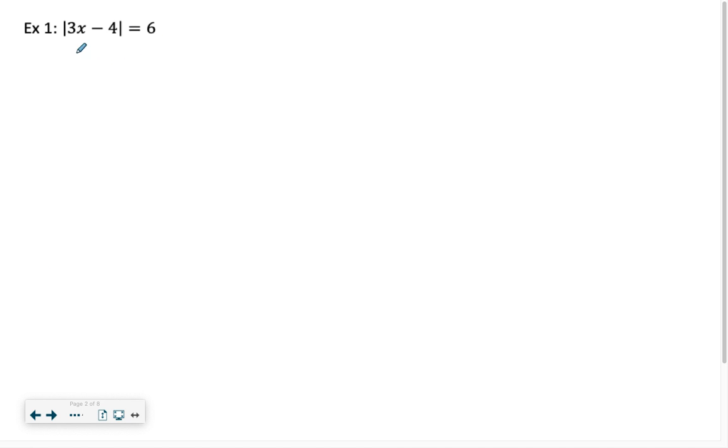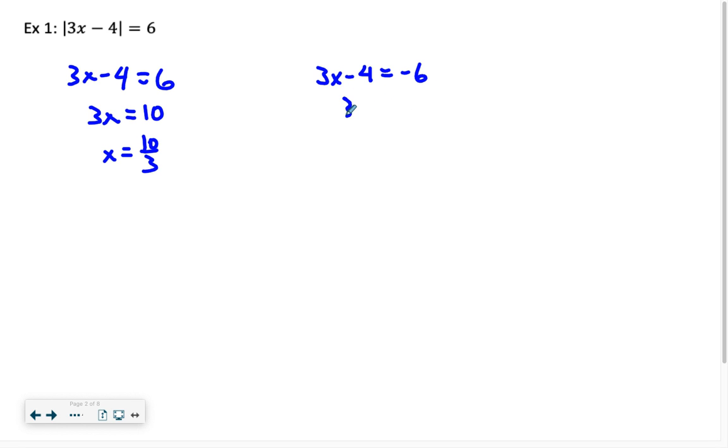In this first one, just like we just said, we're going to set up two equations. I'm going to have one equation where I'm taking whatever's on the inside of the absolute value and just setting that equal to this side of the equation. And then I'm also going to take whatever's on the inside of the absolute value and set it equal to the opposite of the right side. So these are the two equations that I want to solve. So for this one, add 4, divide by 3. And then for this one, add 4, divide by 3. And we get two answers.